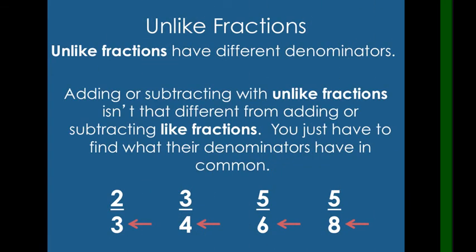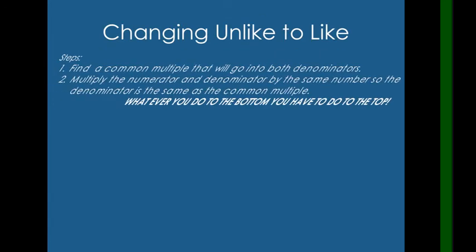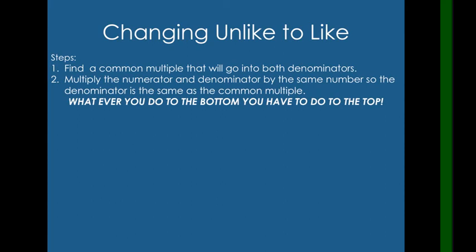Adding or subtracting with unlike fractions is not that different from adding or subtracting like fractions. You just have to find the common denominator of each fraction. Changing unlike to like fractions. Steps: 1. First, find a common multiple that will go into both denominators. So, hahanapan natin sila ng common multiple. Second, multiply the numerator and the denominator by the same number so the denominator is the same as the common multiple. Whatever you do to the bottom, you have to do to the top.